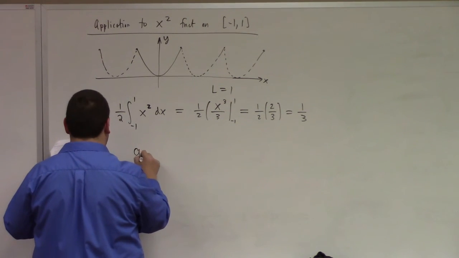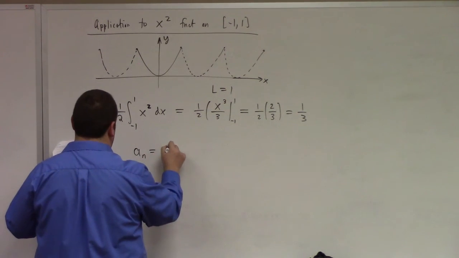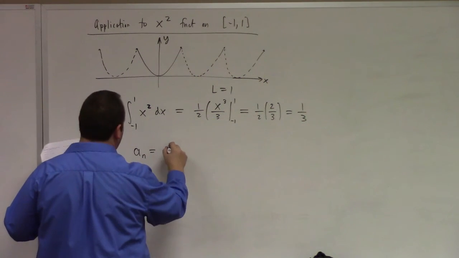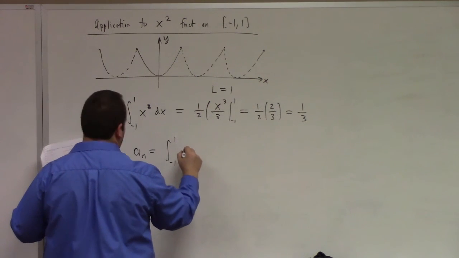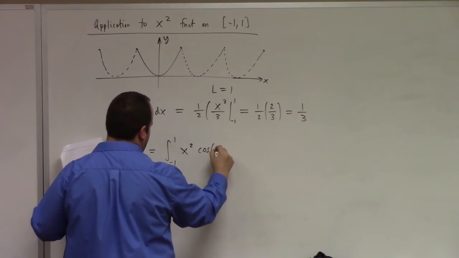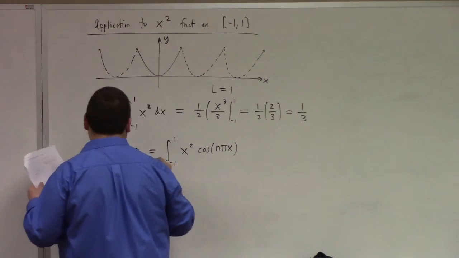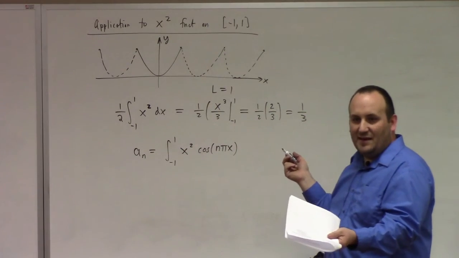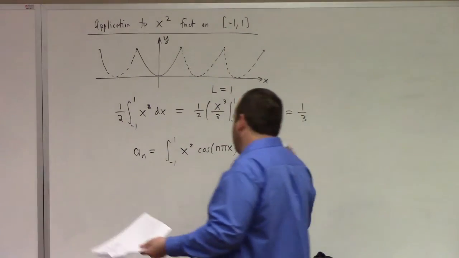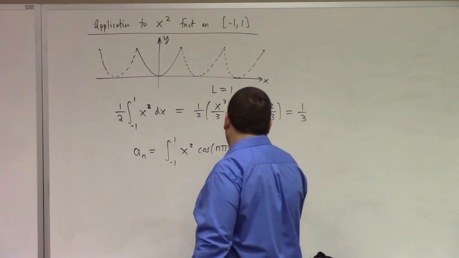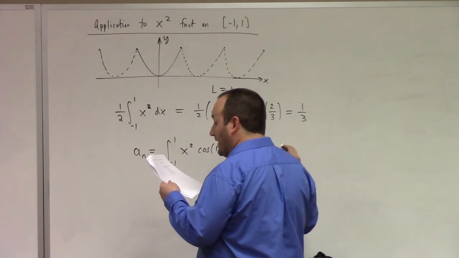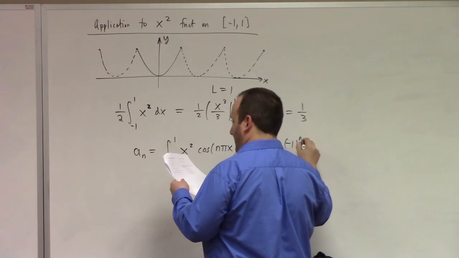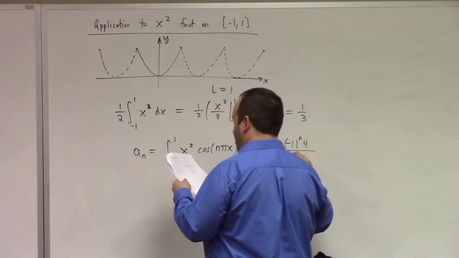But it turns out that a sub n, which of course is 1 over 1, which is just 1. Integration from minus 1 to 1 of x squared times the cosine of n pi x. L equal to 1 is also nice because you have n pi x. You don't have like n pi x over 3 or something stupid. So at least it's just n pi x dx. Anyway, you do this integration, and it works out to minus 1 to the n times 4 divided by n squared pi squared.